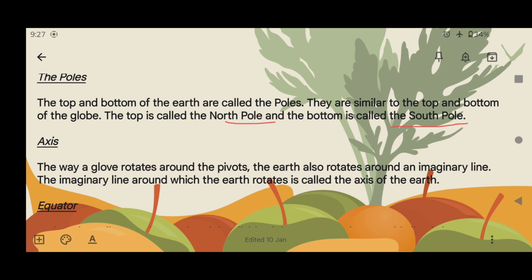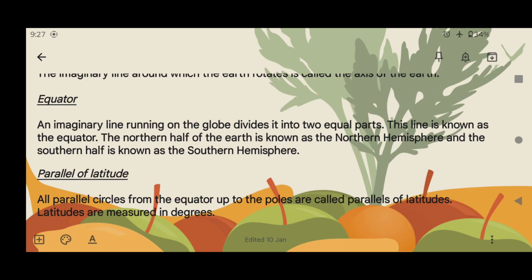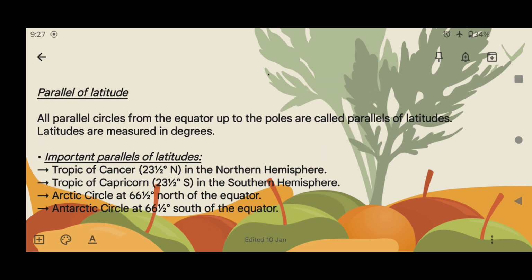Axis. The way a globe rotates around its pivot, the earth also rotates around an imaginary line. The imaginary line around which the earth rotates is called the axis of the earth. Equator. An imaginary line running on the globe divides it into two equal parts. This line is known as the equator. The northern half of the earth is known as the northern hemisphere and the southern half is known as the southern hemisphere.